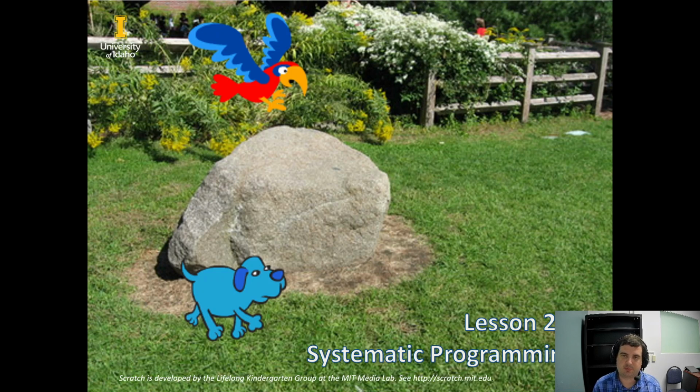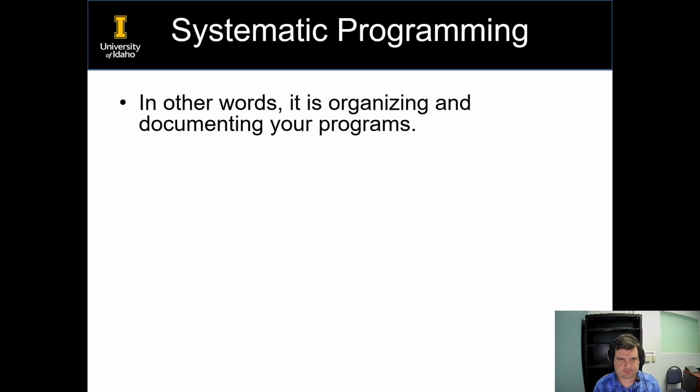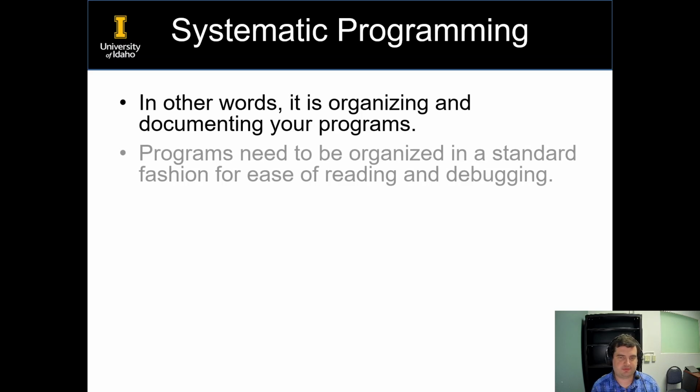It also helps other people that know how you program. It helps them find the information that you're going to try and present to them. So, systematic programming is organizing and documenting your programs. It's how it's organized and how it's documented, so that you're able to find things easily. And we really need to do this to help with any type of reading or debugging.